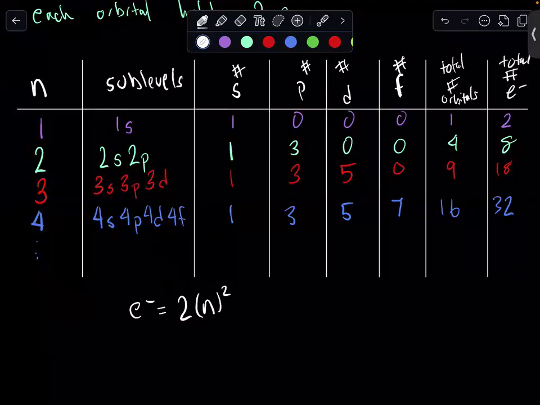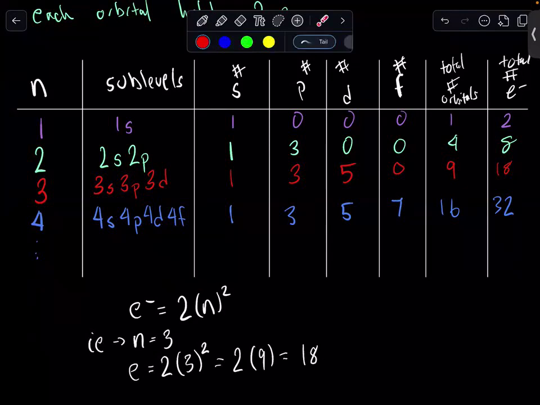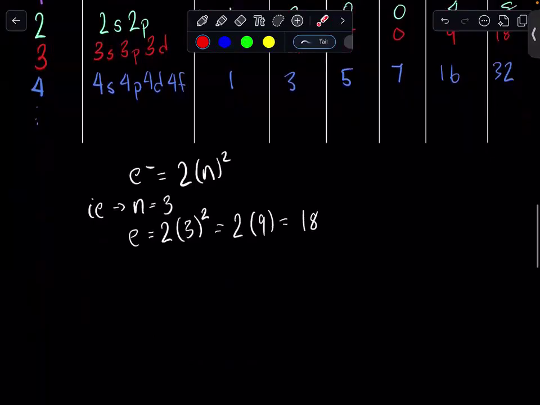So if we wanted to do a little example, we can look at the third energy level. N equals 3. Total number of electrons is equal to 2 times 3 squared, which is just equal to 2 times 9, which is equal to 18, which we know is correct because when we counted it, N equals 3 did equal 18. So that helps us figure out how many electrons can exist.